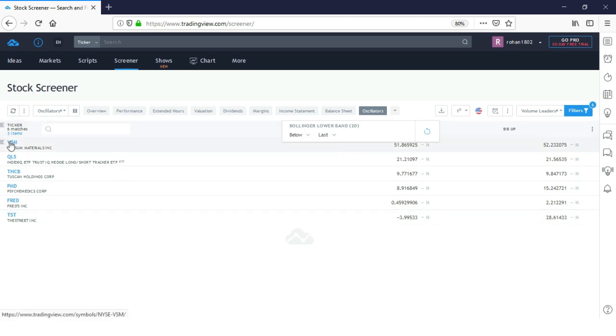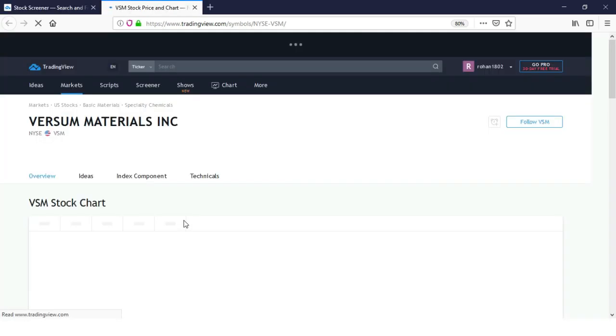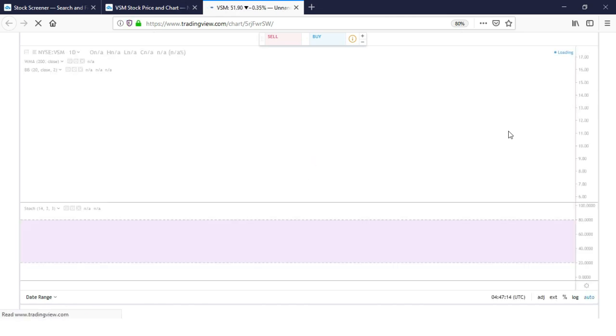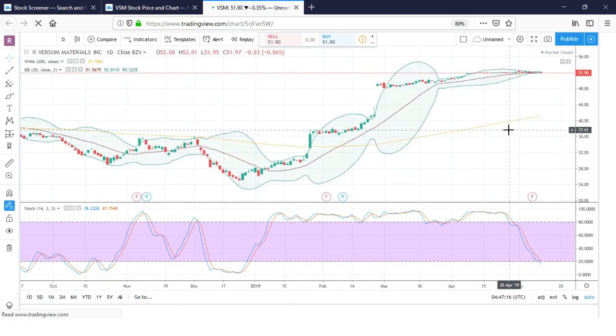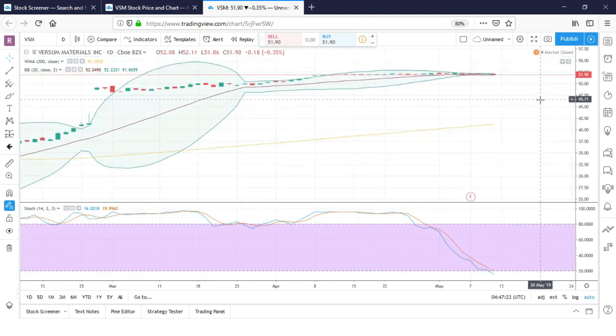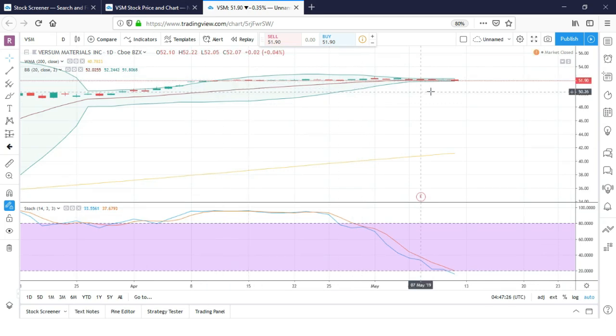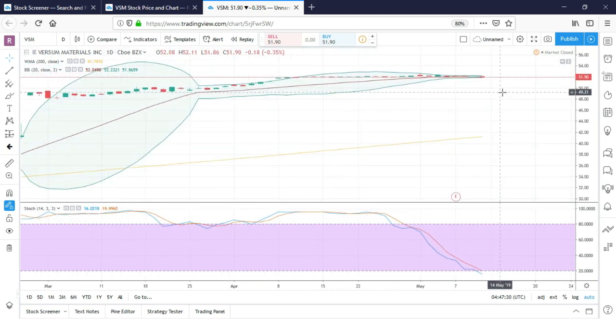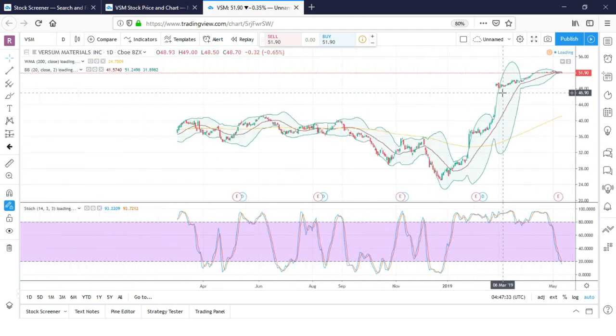And if we clear it, suppose we take Versum Materials Limited in the stock charts, and we just click the full feature view. We can easily identify that the band is in a squeeze, and the stochastic is also very deep. So we call this a deep squeeze. Once the price closes below this with high volume, we can easily identify the workout.